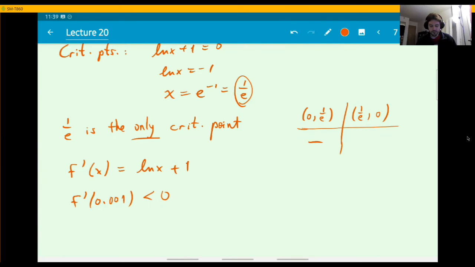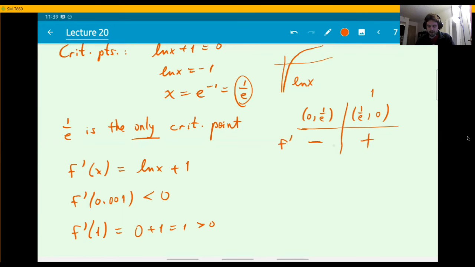Just because I know what ln x looks like around the number 0, ln x goes down like this. So we don't actually have to plug in an exact number. However, for the other one, we do have a good number. The number 1 belongs to that other interval, and then f prime of 1 is ln of 1, 0, plus 1, so positive. So f prime is doing this, negative first, and then positive.